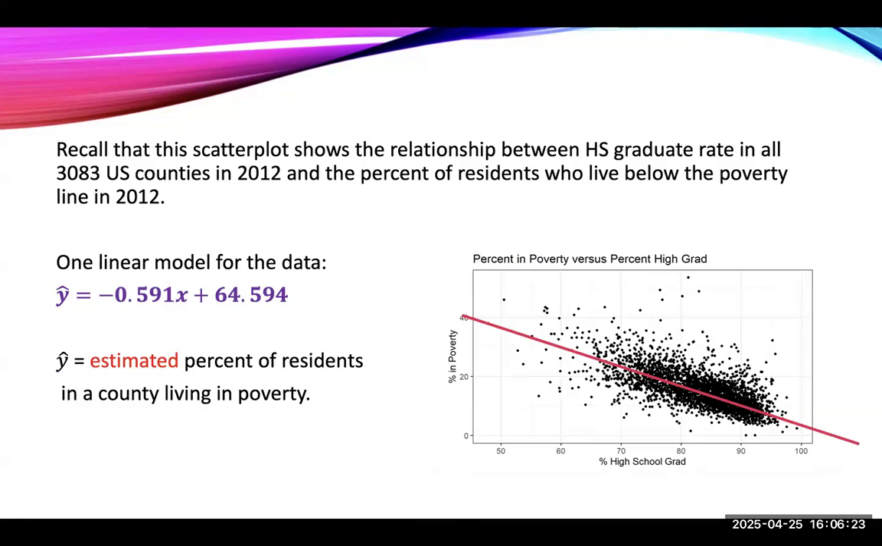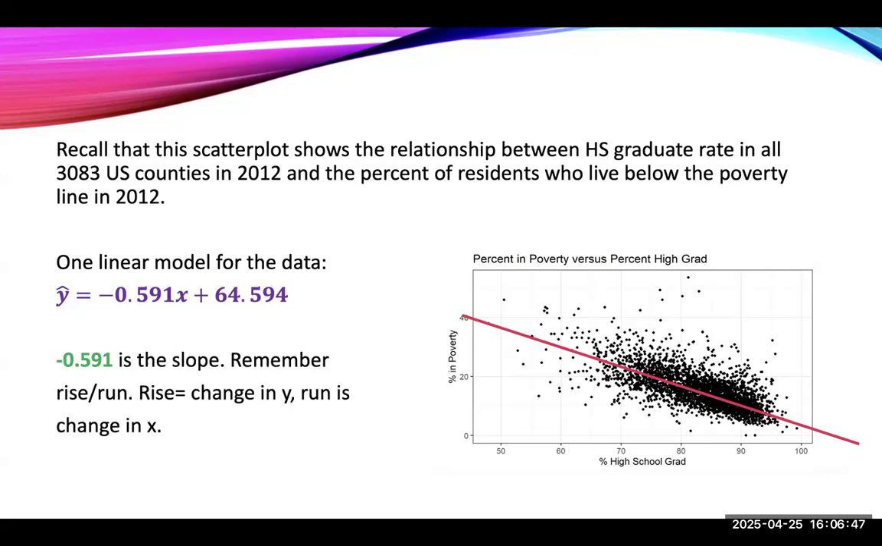So we have 3,000 counties, and there's a bunch of different dots, and not all of the dots live on the red line. So that's why we're putting y hat. Whatever we put in for x into this equation, it'll give us an estimate, and that will be something living on the red line. Let's look at the slope. It is negative 0.591. And this is rise over run, or the change in y over the change in x.